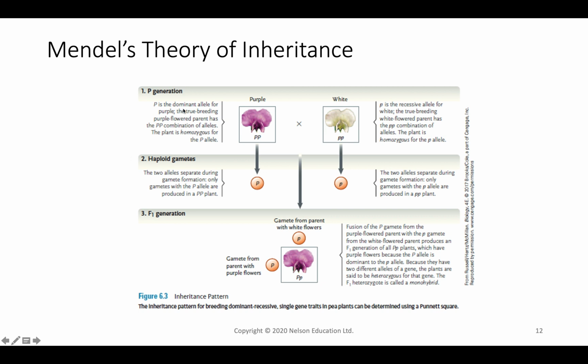In the P generation, that's the parental generation. In the parental generation, we are crossing one true breeding purple. Remember, that's Mendel's words. Our words would be a homozygous dominant. But a homozygous dominant purple with a homozygous recessive, which would be the white. You'd be calling that a true breeding white. That would be the same thing. We'd be crossing a true breeding purple with a true breeding white to make that F1 generation.